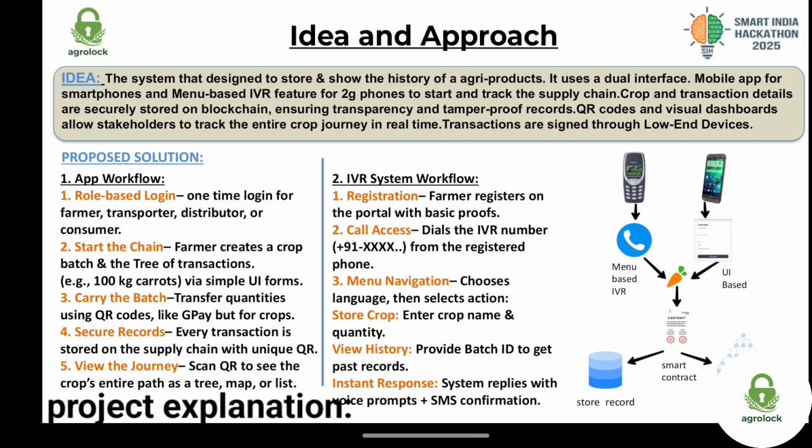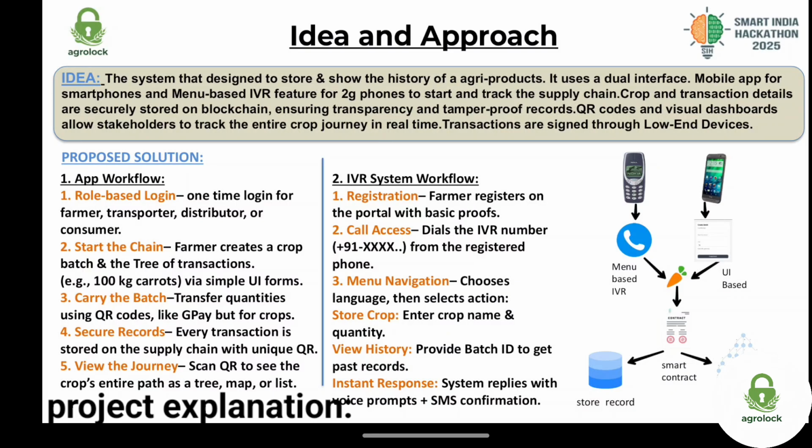We give a role-based login or one-time login for the farmer, transporter, distributor and the customer. The farmer starts the chain by creating a crop batch and simply filling the UI forms. Carry the batch. Transfer quantities using QR codes like GPay, but for crops. Secure records. Every transaction is stored on a supply chain with a unique QR code. Due to the unique QR code, the entire journey can be seen by the farmer, transporter as well as the customer. That's for the minority of the smartphone users.